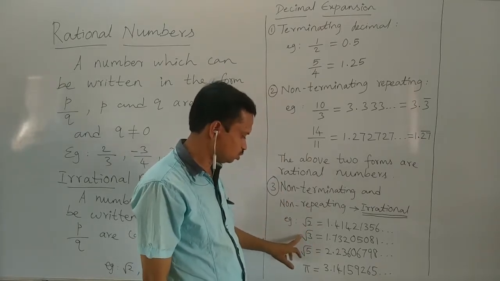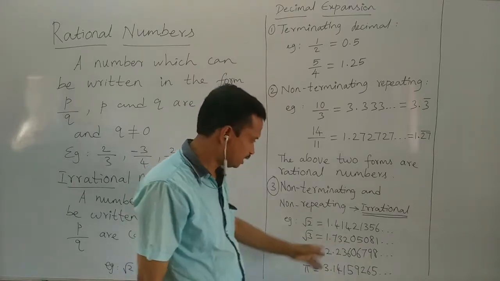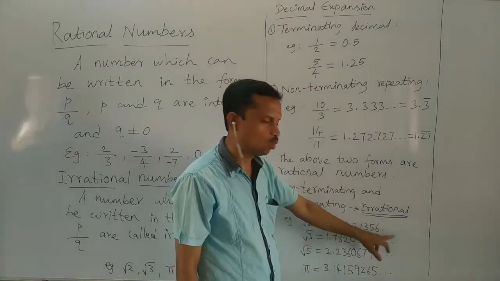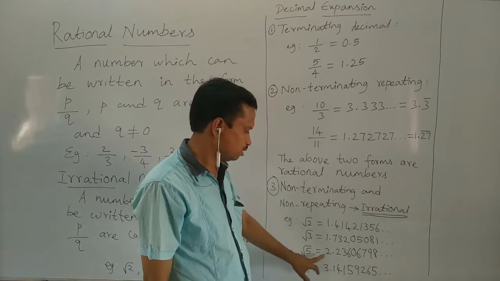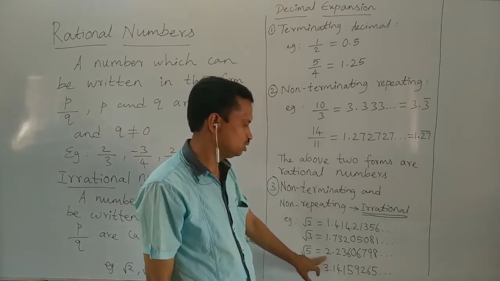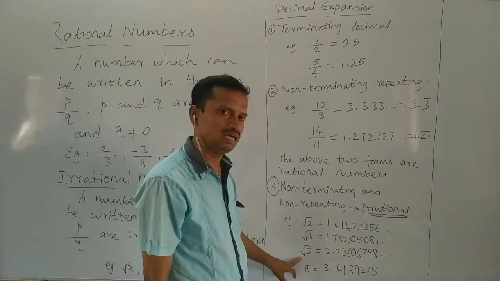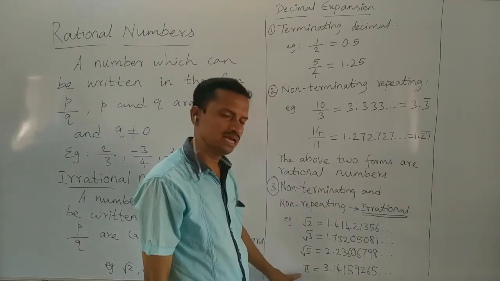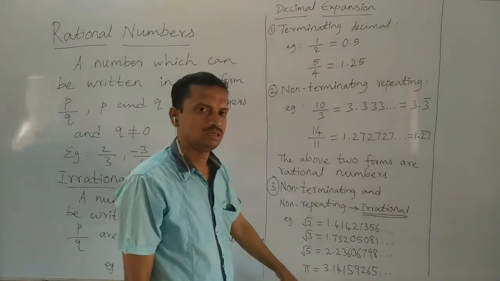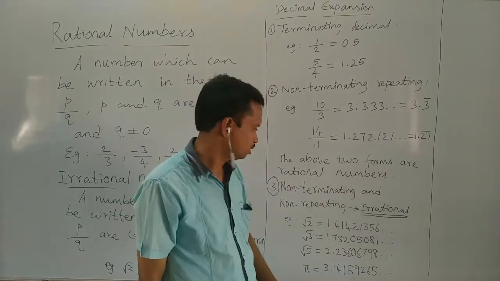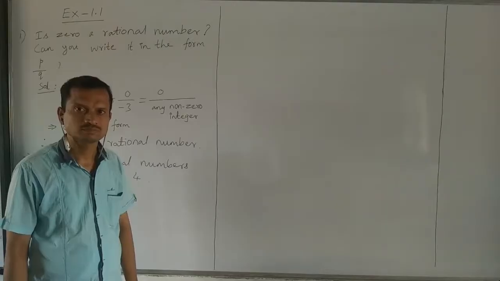You see all the others, root 3, root 5, the same way. The value 1.732 is the root 3 value, and the next digits are again 0, 5, 0, 8, 1. It is not terminating, not repeating. And root 5, you take the value, is 2.23606798, and it goes on. So it is also non-terminating, non-repeating. And you take the value of pi, 3.14159265, etc. So this is also an example for non-terminating and non-repeating. So these are irrational numbers.